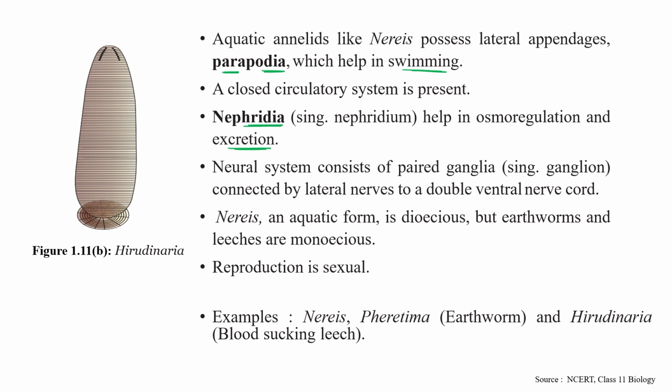The nervous system also consists of paired ganglia. So ganglia are there in Annelida, paired ganglia, which are connected by lateral nerves to the dorsal ventral nerve cord. Nereis is dioecious in nature, but earthworm and leech are monoecious sexually. Reproduction is sexual, and these are the examples which we have already discussed.